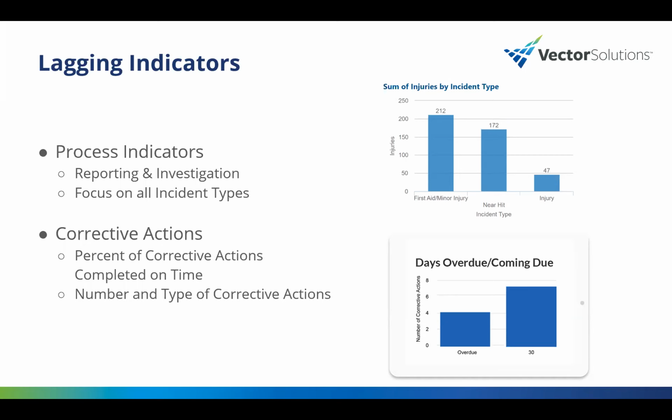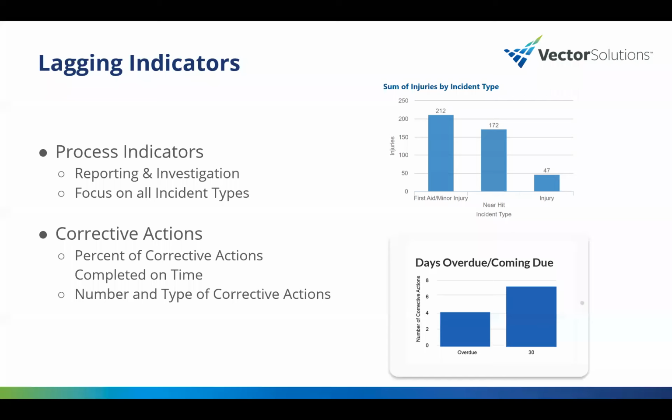But process indicators, reporting and investigation: is the process being followed from start to finish? From the initial report going in, you should track that. The time that it came in, and your goal is that it's immediate. Within 30 minutes or an hour, that initial report has to be done. To the full investigation, again, is it done? Is it done completely and accurately? You should have measurements around that.